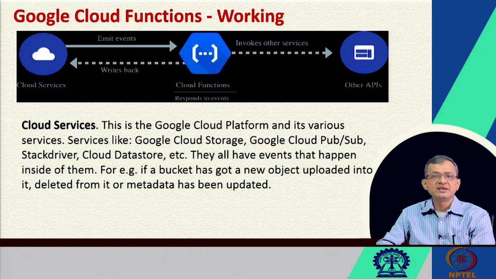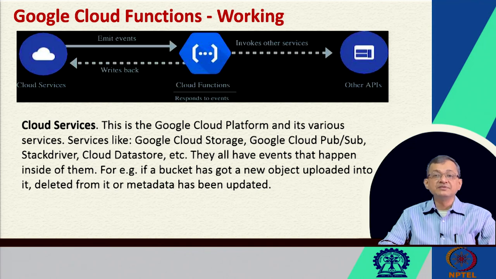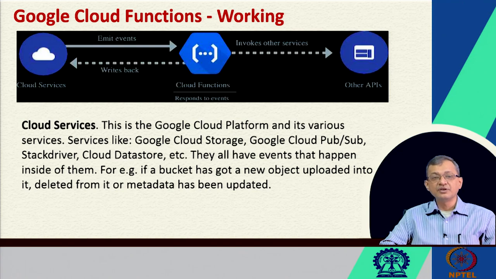So, we have cloud services. This is the Google Cloud Platform, which emits events. As in the case of Amazon, where you have seen AWS services, here you have various services like Google Cloud Storage, Google Cloud Pub/Sub (publication and subscription), Stackdriver, Google Datastore, etc. Those are the different Google Cloud services, and they all have events that happen inside them. For example, a new object is uploaded into a bucket, deleted, or its metadata is updated. Those are the events; these are the event generators.